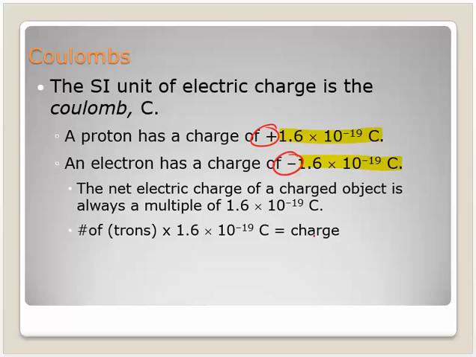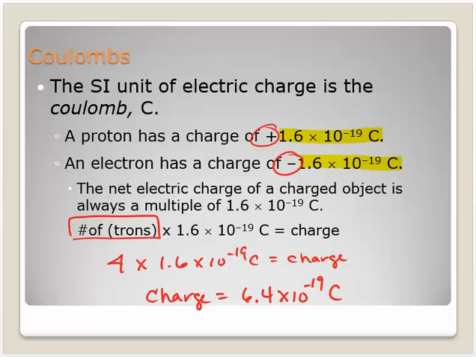To find the charge on an object, basically we use this equation. Think of this as a variable. The number of trons, meaning electrons or protons, times 1.6 times 10 to the negative 19th. So if we had 4 electrons, then it would be 4 times 1.6 times 10 to the negative 19th coulombs, and that would give us our charge. And then our answer, the charge on this object would be 6.4 times 10 to the negative 19th coulombs.